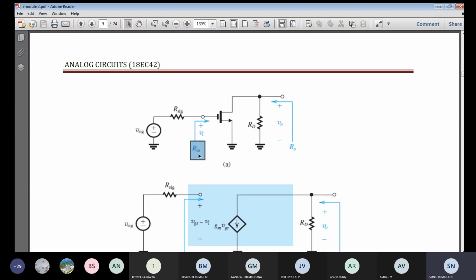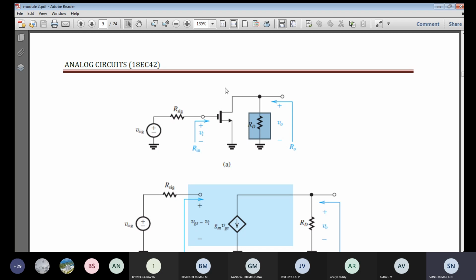Whereas when we are going to calculate this, the output resistance RD is not going to have any impact on the input resistance calculation. Whereas when we are going to find out the output resistance, the input resistance is not going to have any impact because it is not connected. Nowhere is the input from the gate and drain connected.